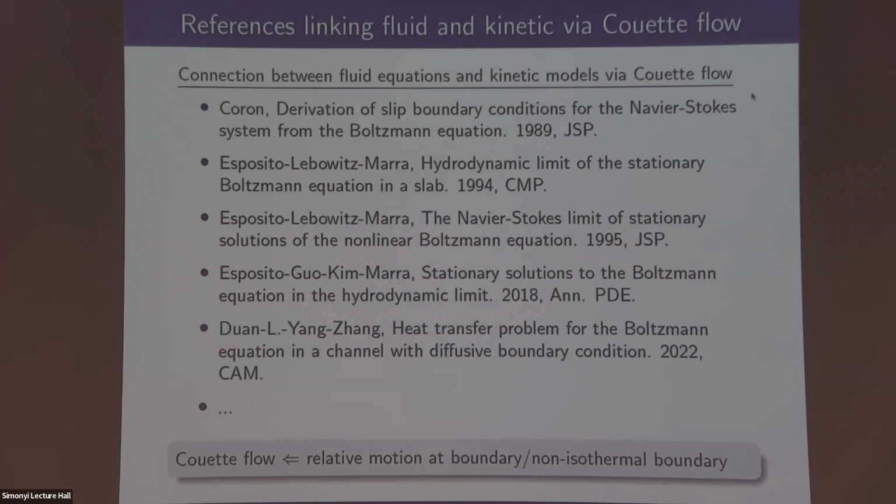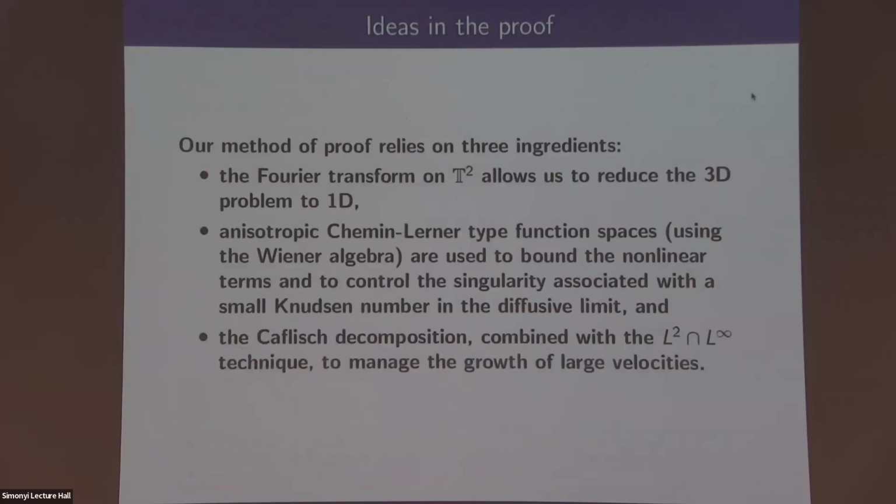And Duan, Li, Yang, and Zhang studied the heat transfer problem for the Boltzmann equation in a channel with a diffuse boundary condition in 2022. And the moral is that the relative motion at the boundary gives you the Couette flow with the peculiar velocity. Okay, so some ideas in the proof.